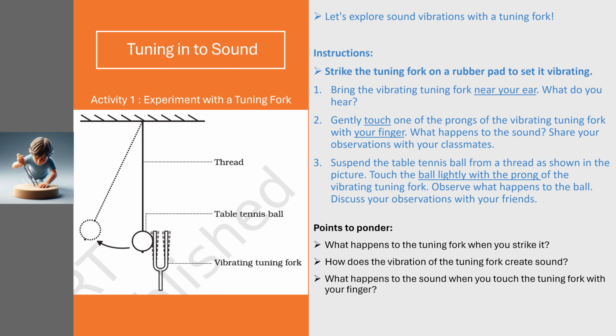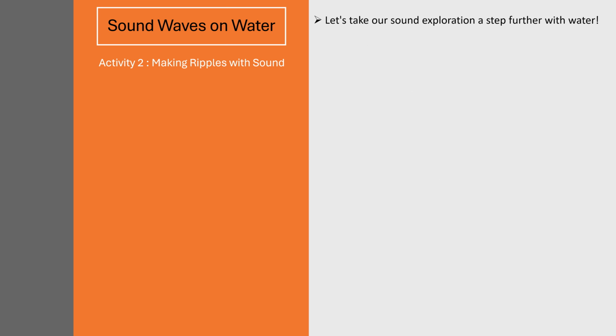Third one. What happens to the sound when you touch the tuning fork with your finger? Did it increase, decrease, or die? Then, you remember this ball, right? How does the ball respond to the vibrations of the tuning fork? It kept on going left and right, left and right. How did it respond to the vibrating fork? Think about all these things. Okay, let's continue with the activity.